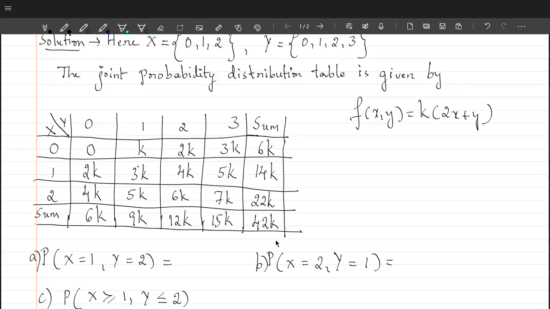Now we also know that this sum, or the total probability, or the summation of f(x,y), must be equal to 1. Since the summation of f(x,y) should be equal to 1, we should have that 42k is equal to 1. So k must be equal to 1 by 42.